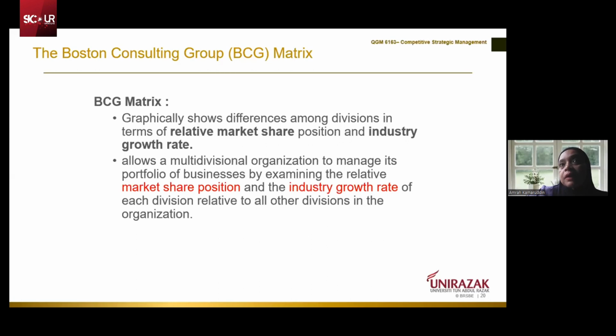For example, like Apple, they have so many products, right? So as a rule of thumb, the company must have a product line. From there, you can assess all this product line and decide where to put each in that particular quadrant or column, whether it is a star, cash cow, question mark, or dog. So this is actually a four-quadrant matrix.